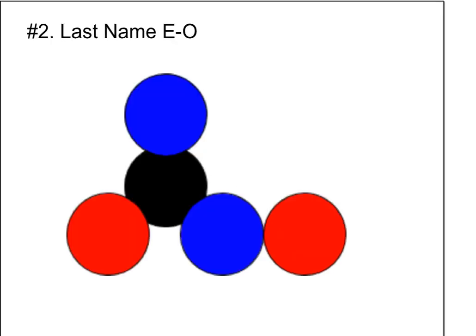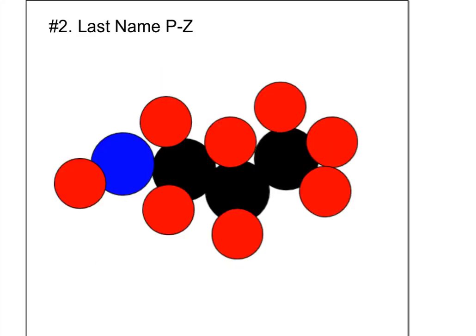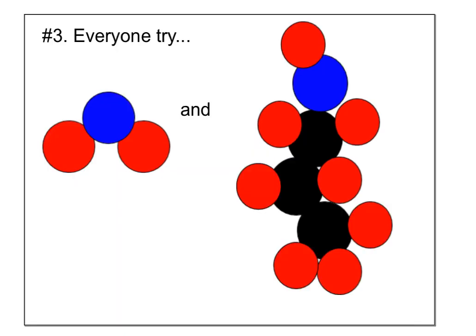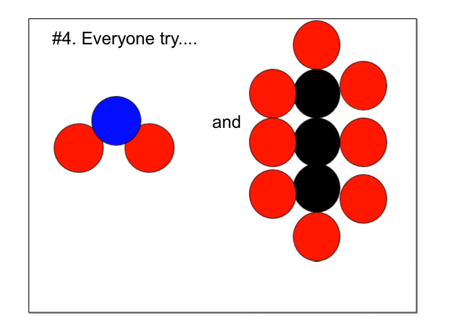Number 2, if your last name is E through O, this is the molecule that you will do those same steps for number 2. This is number 2 for P through Z. So if your last name is P through Z, this is the molecule that you're going to do for your number 2. Number 3, everyone, you're going to have a mixture of these guys. So you're going to mix these 2 molecules together. Let's do 3 drawings of those and 3 of these. So you'll have 6 total molecules in your drawing, but you'll label each of these and label all the possible intermolecular forces for number 3.